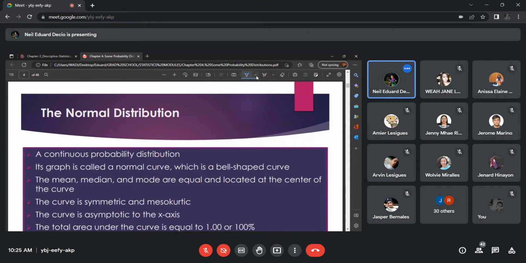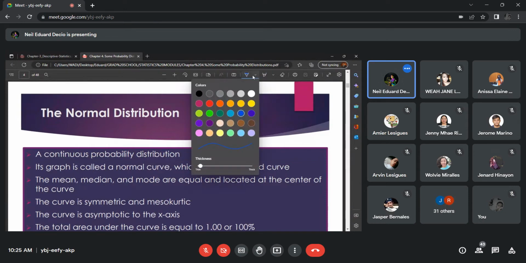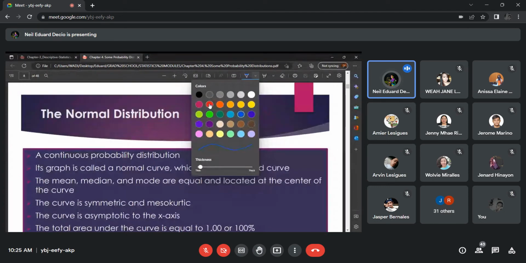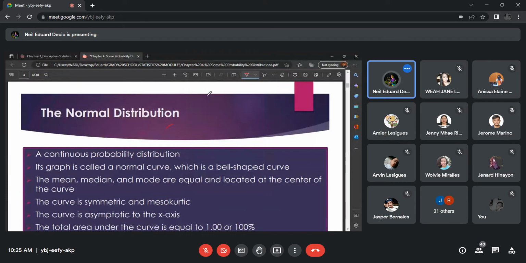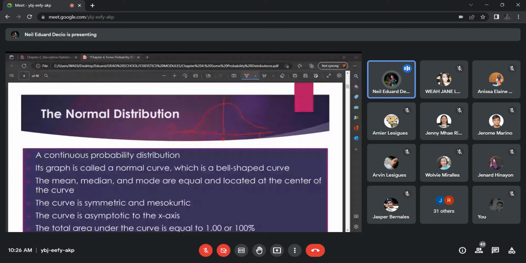It looks like this. Diba? This is the one that looks like this. Tapos meron tayo sa gitna is our mean. Tapos meron tayong mga standard deviation dito. Okay, this is the normal distribution.